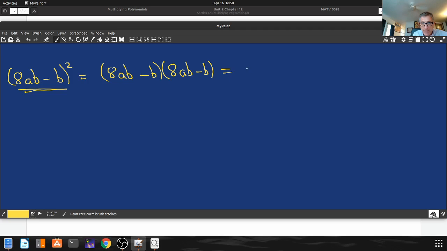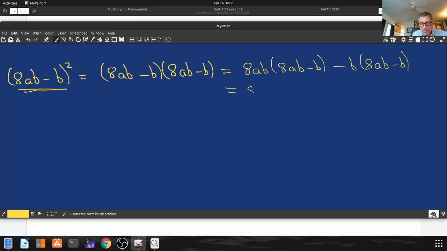So that's 8ab times 8ab. Oh, sorry. I guess I'm skipping a middle step here. I don't need to skip that middle step, do I? Not at this point, not while you're learning. That's 8ab times 8ab minus b. Then I grab my minus b term, and I multiply it by 8ab minus b.